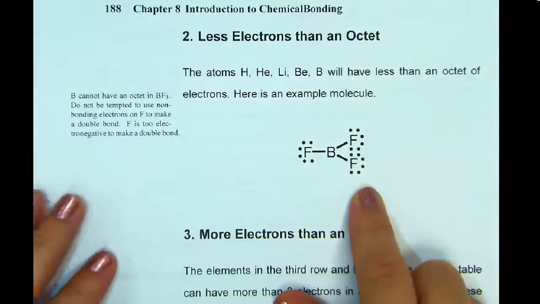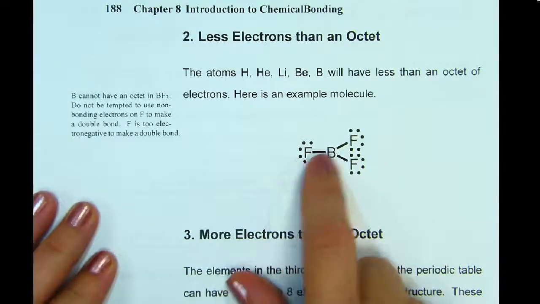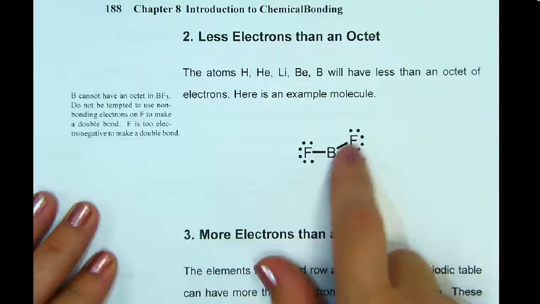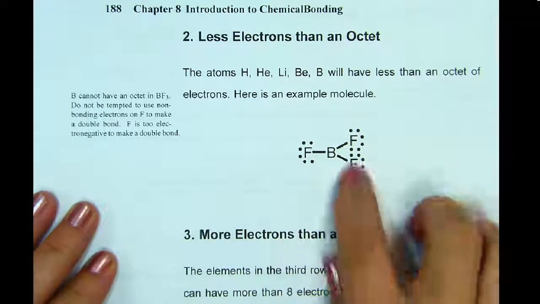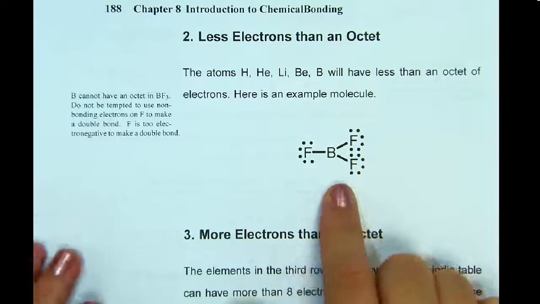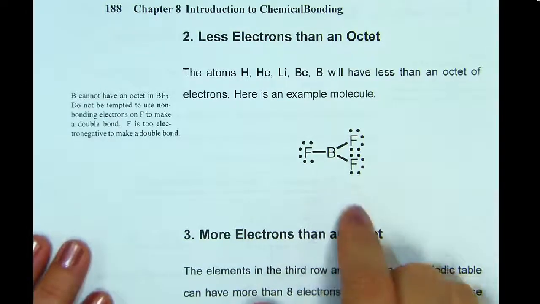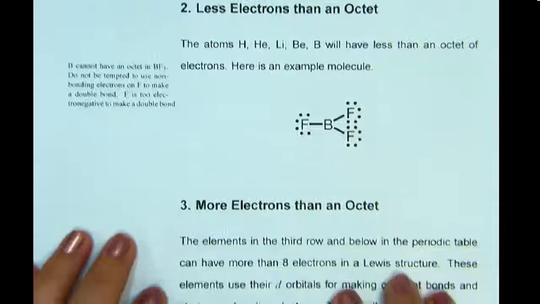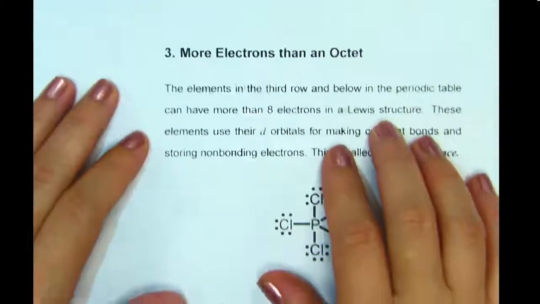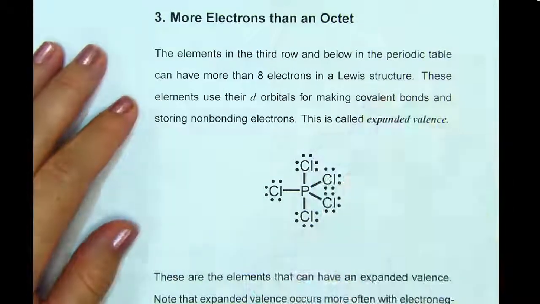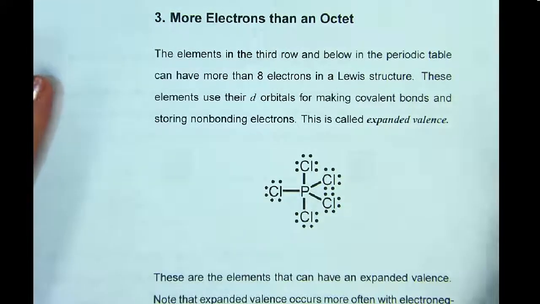Here's an example of a molecule. This is BF3, and notice it only has 3 bonds: 1, 2, 3. And so it can only have 6 electrons maximum. On your note card at the end of the video, I'll have some other examples that'll have less than an octet.